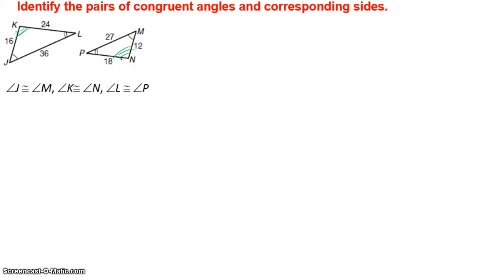And then we look to the corresponding sides. So if I start off with JK, I come over here, J I know was corresponding to M, so that would be M to N.